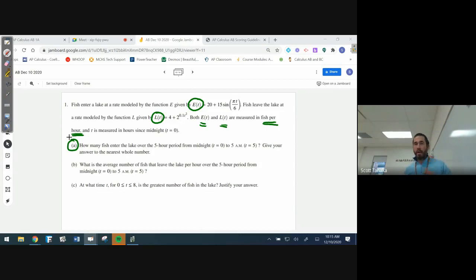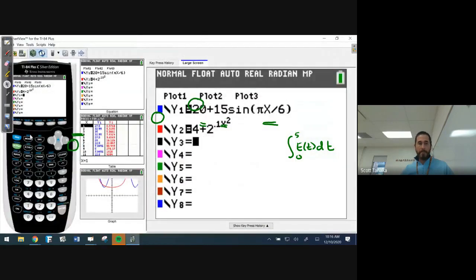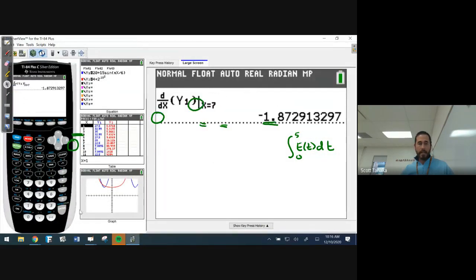Well, if I wanted to know the total number of fish, I'm going to do the integral of the amount of fish that enter, from 0 to 5. That's like the area underneath the curve. It's going to give me the total number of fish. So it's really just your ability to plug that in your calculator. So let's all get out our calculators. And I'm going to hit Math 9.